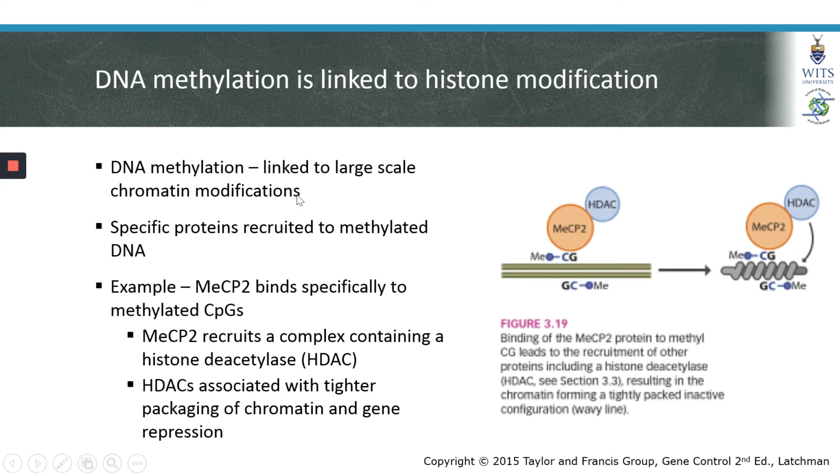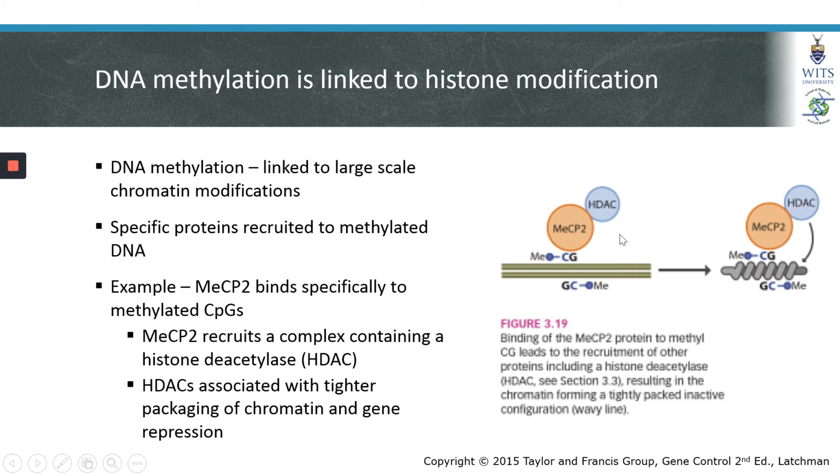DNA methylation has been shown to be linked to large-scale chromatin modifications. That's because specific proteins can be recruited and bind to methylated DNA specifically. An example, MECP2, is a protein that specifically binds to methylated CpGs. When MECP2 binds to a methylated cytosine residue, or CpG, it recruits a histone deacetylase.